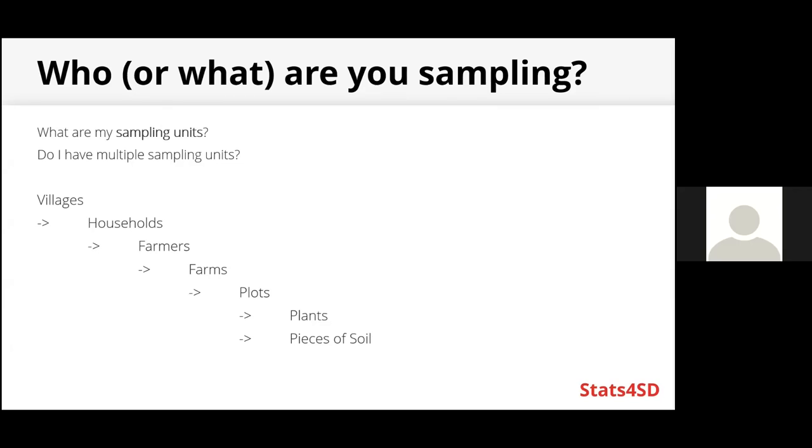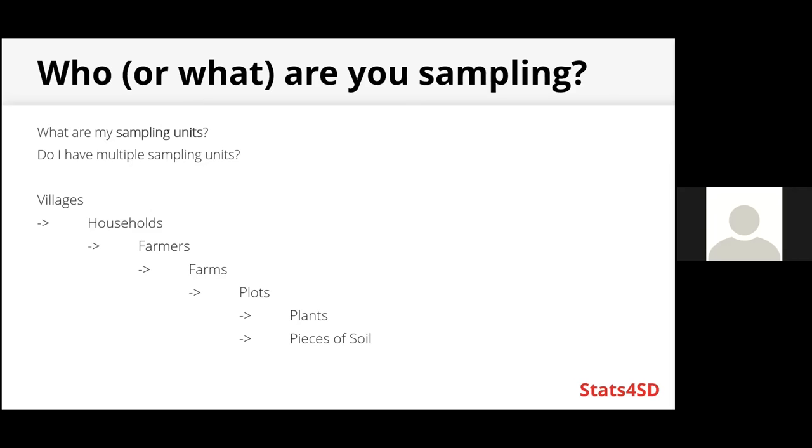Again, I'm not going to go through the implications of what would happen if you've got multiple levels of sampling required, because this will impact on our sample size calculations a little bit for thinking about, okay, how many villages and how many farmers and how many plots and how many plants. Again, it depends exactly on how it fits together for how much this will impact it.